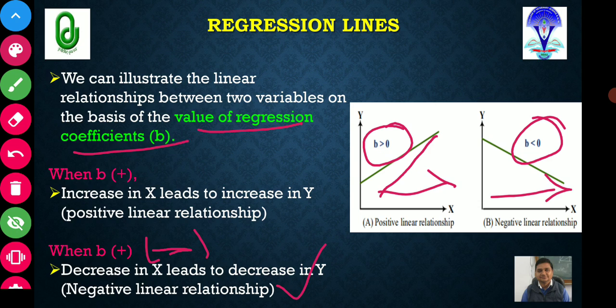Then in case of a negative correlation coefficient, a decrease in x will lead to a decrease in y, whereas in case of positive, when b is positive, an increase in x leads to an increase in y. So this is how the regression line can be explained in terms of regression coefficients.